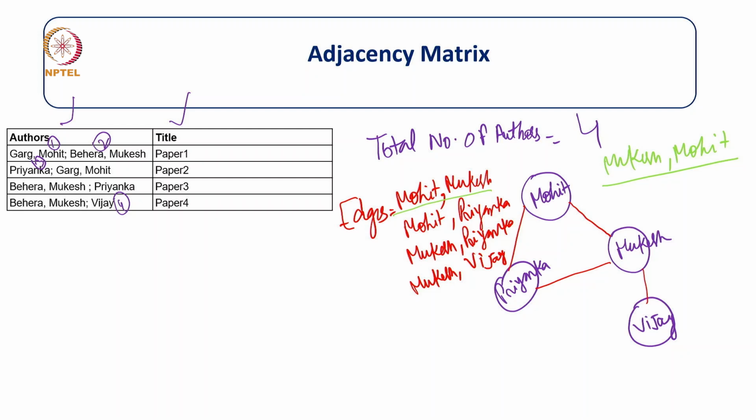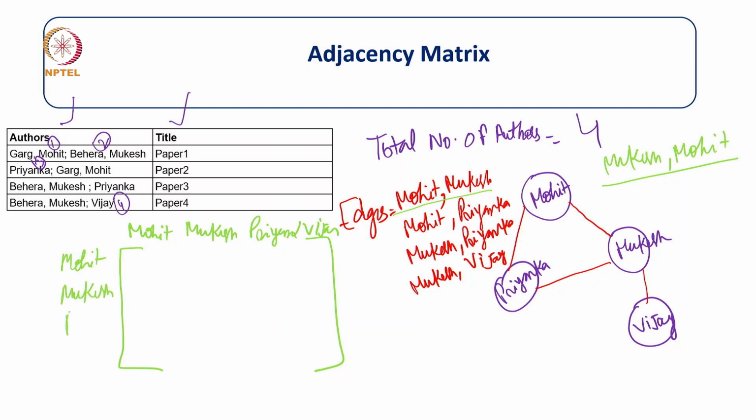So how will we create the adjacency matrix? We will create it like this. So here we will write Mohit, then Mukesh, then Priyanka, and then Vijay. Okay. Similarly, here we will write Mohit, Mukesh, Priyanka, and Vijay. Now this will be 0.